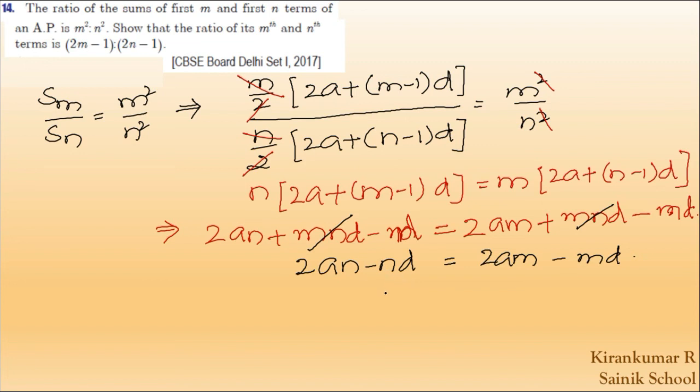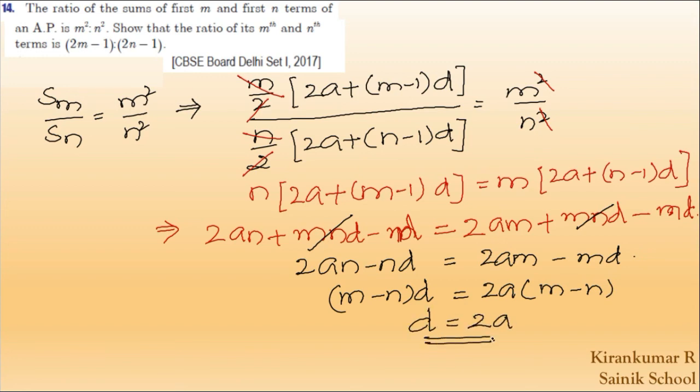Let me take the d term to one side. So m minus n multiplied by d will be equal to, here I can take 2a common, I'll be getting m minus n. So d value will become equal to 2a. Alright, now we need to find the ratio of the mth and nth term. Let us keep this result. We are going to use this.